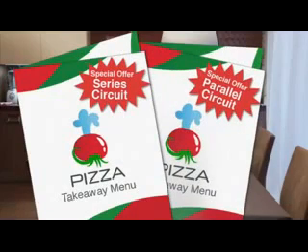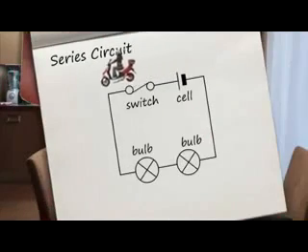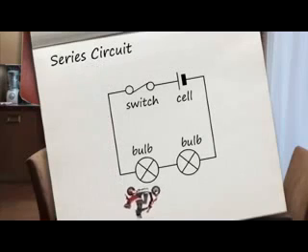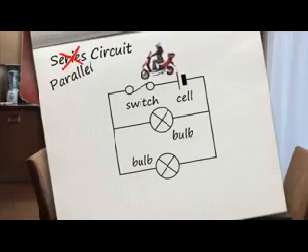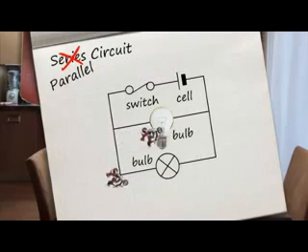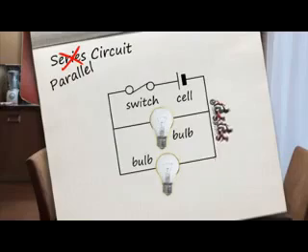But what's the difference? In a series circuit, there is only one possible route for current to get from one side of the cell to another. In a parallel circuit, it can take more than one route. It can go through this bulb, or through this one. What the heck? Why not do both?